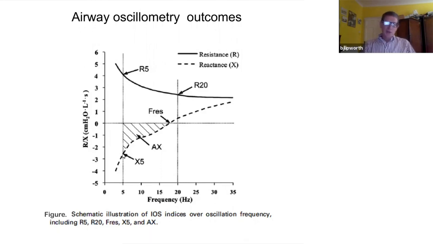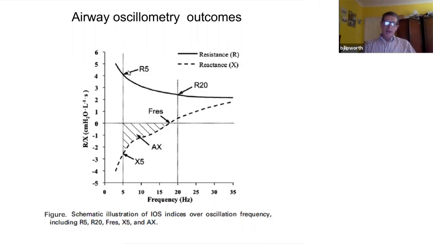First is the reactance or compliance at a low frequency of 5 Hertz. So this tells you about the elasticity or capacitance of the lung in the small airways. Then if you take the line up to where it crosses the 0, this is what's called the resonant frequency. And this is the point at which capacitance and inertance cancel each other out. So this is the line here. So that's the resonant frequency, which you'll see as well. The area under this curve from 5 Hertz to where it crosses the 0 line is called the area under the reactance curve. And so that's denoted as AX.